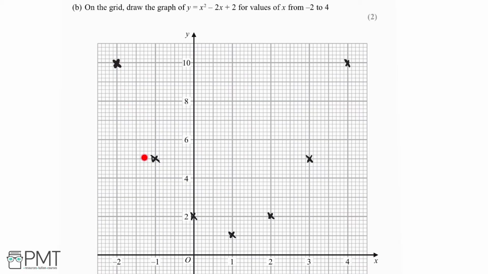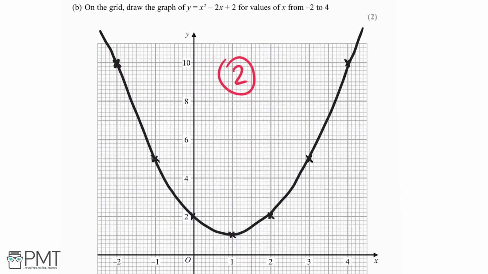So you see we've got the basis of a nice quadratic shape here. And lastly, we've got to try our best to join it up. And if we do that, we get 2 marks.